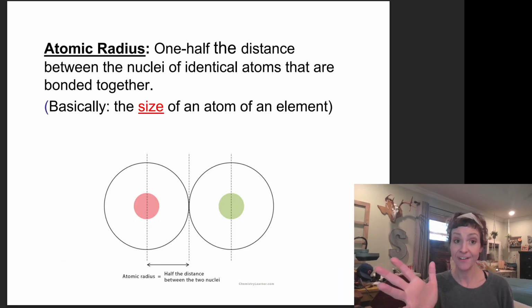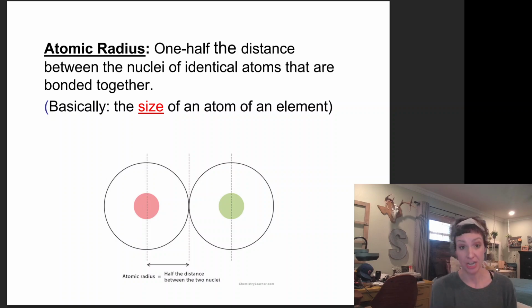So let's define what atomic radius is. Check out this super sciencey definition. Atomic radius is 1/2 the distance between the nuclei of identical atoms that are bonded together. Meaning if I put atoms together and I say you are in a bond, the atomic radius is defined as 1/2 of the distance between the nucleus and the outside of the atom. Okay? So let's get honest here. Basically, we're talking about the size of an atom, of an element.